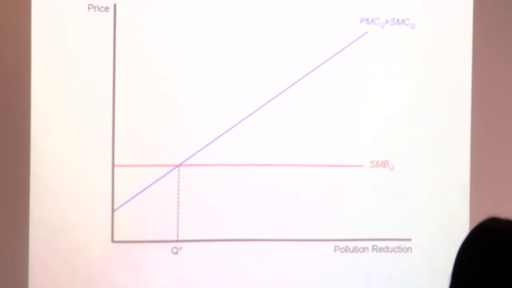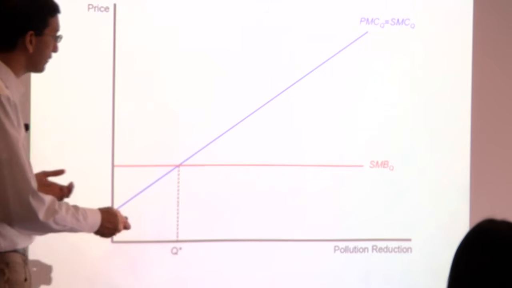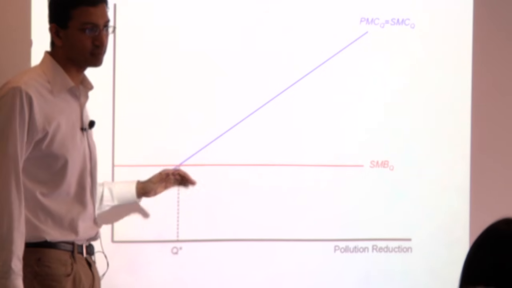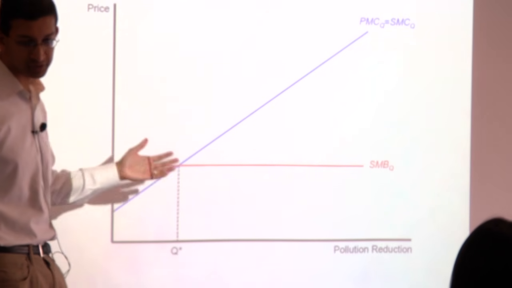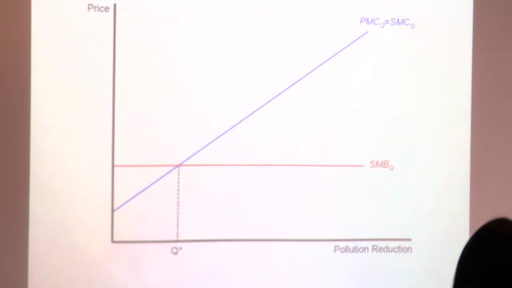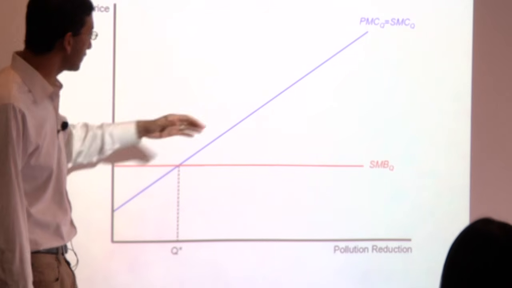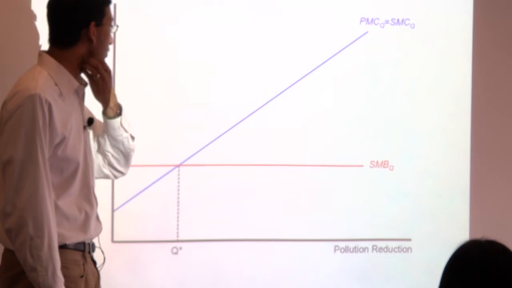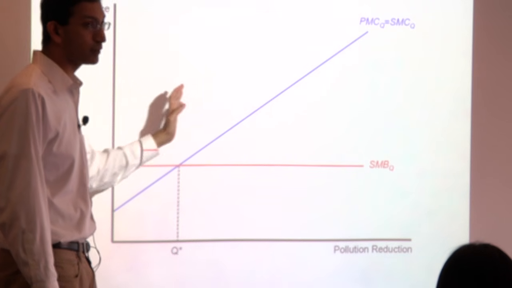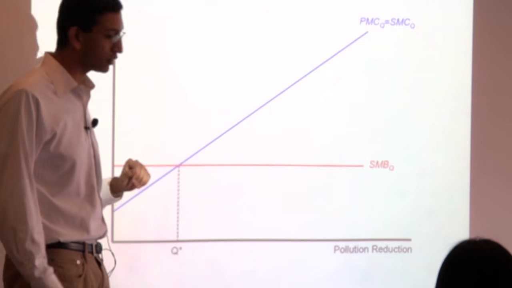Okay, so here's a graphical representation of that. Let's take the case where the social marginal benefit of reducing pollution is just some fixed number in this graph. And then the marginal cost of reducing pollution is given by this increasing function here. So there's a convex cost of reducing pollution. I have to find more and more difficult technologies.